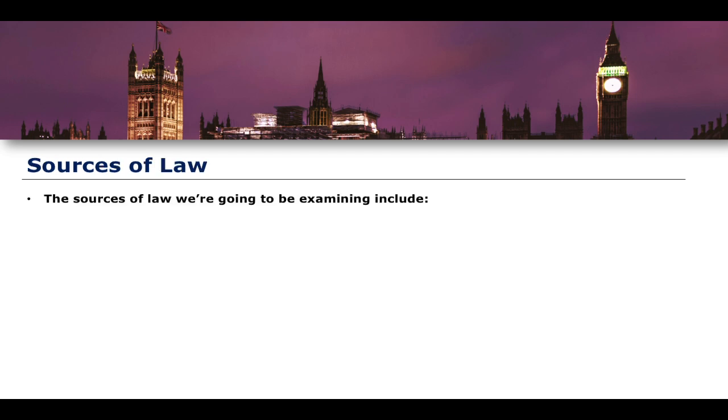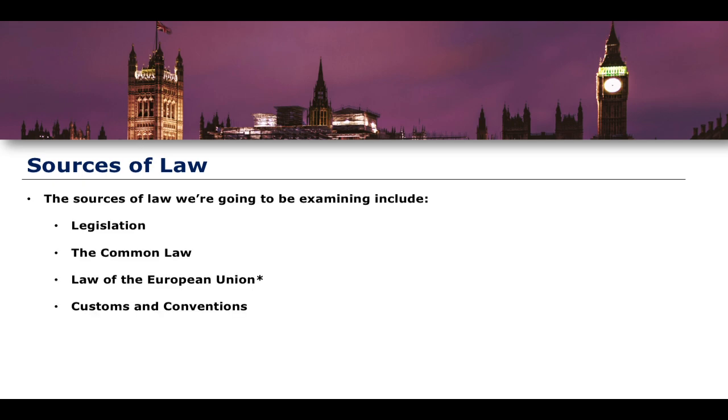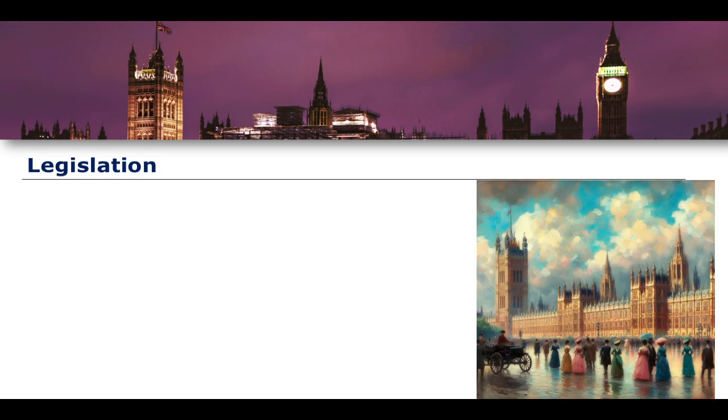And while there are other sources of law that we could explore in this lesson, including, for example, international law, the main ones that we're going to be examining include legislation, the common law, the law of the European Union, and customs and conventions. Now, there's a little asterisk next to the law of the European Union for obvious reasons, hence why we're going to talk about that and what those implications actually are later on in this lesson. But we're going to begin first by looking at legislation and the common law.